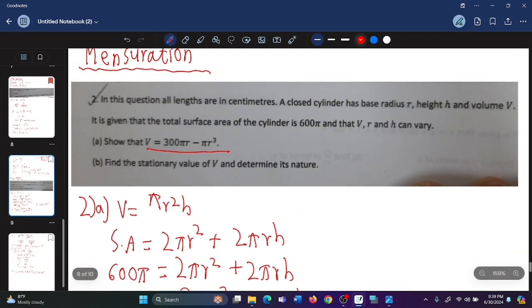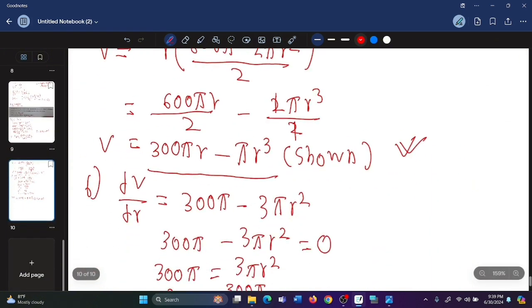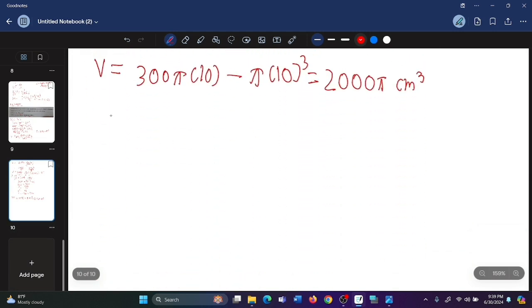In the second part, we are asked to determine its nature. In the stationary point part, we learned that there are two types of stationary points. One is maximum, one is minimum. To find the nature, what do we do? We differentiate it again. Differentiate the differentiated equation again. That is, we do d square v by d r square.